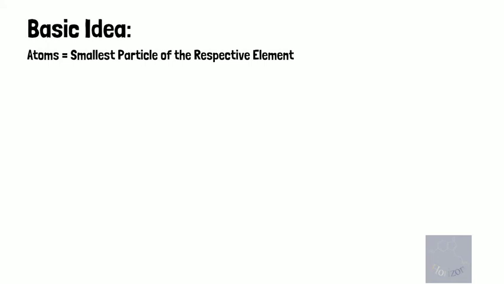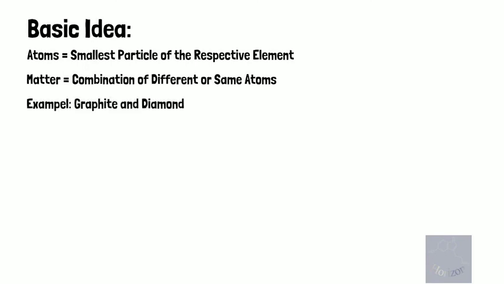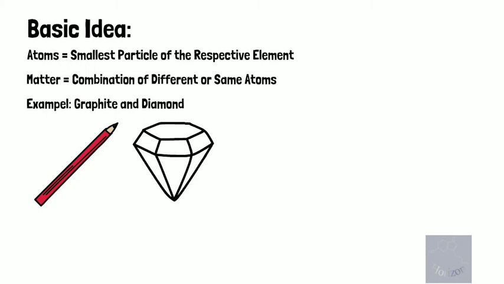Today we talk about the question what an atom actually is. Let's start with a basic idea. Atoms are the smallest particle of the respective element. This means that the entire matter, everything around us, is a combination of same and different atoms. For example, graphite, like found in a pencil, and diamond are both built out of carbon atoms. But those atoms are ordered in different ways, and different order of atoms gives different results.